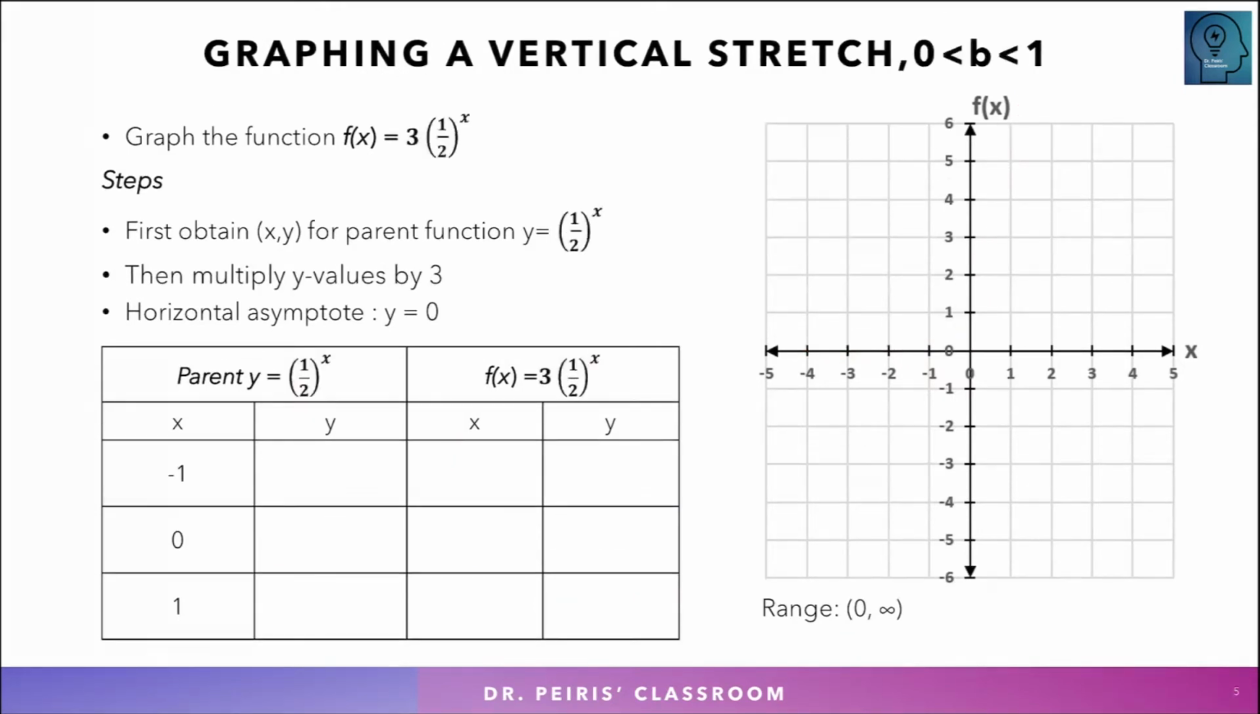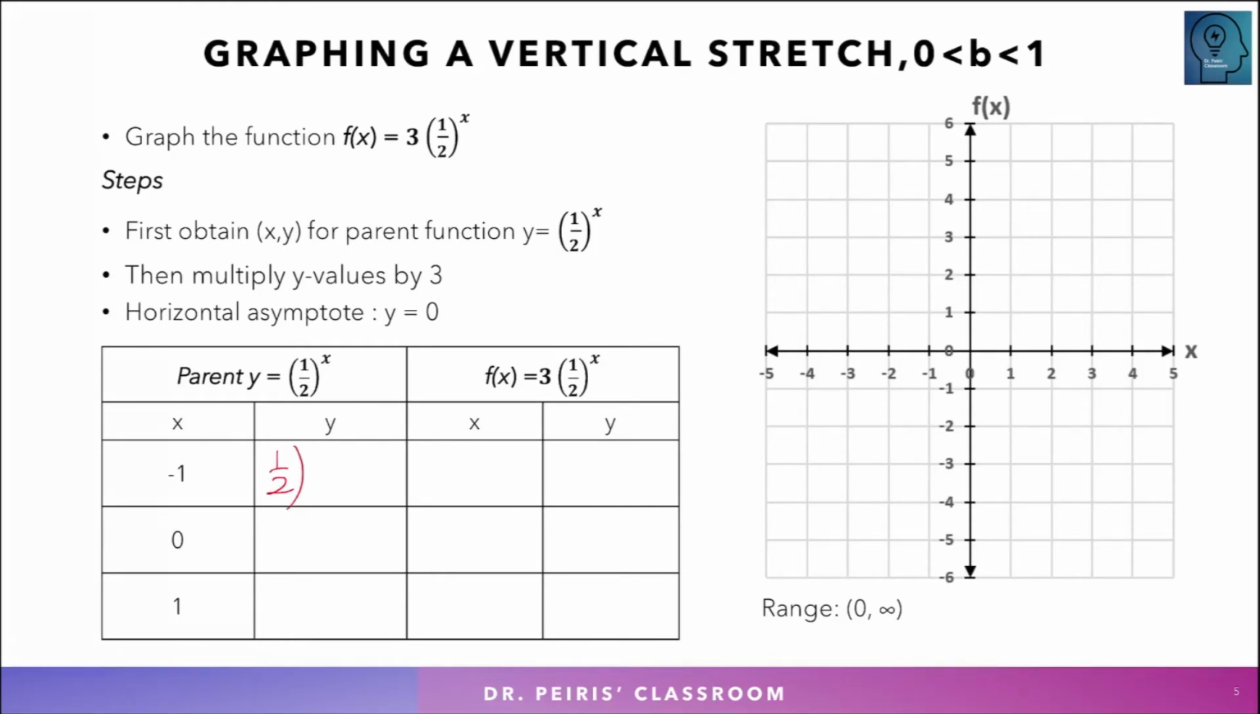The next example, it's again a vertical stretch because it is a positive 3, so it's a vertical stretch, and now the value of the b is half, which is in between 0 and 1. So we're going to have a decreasing function, but which is multiplied by a 3, that is making a vertical stretch. So again we do the parent function, which is 1/2 to the x. We find the x and y coordinates for that.